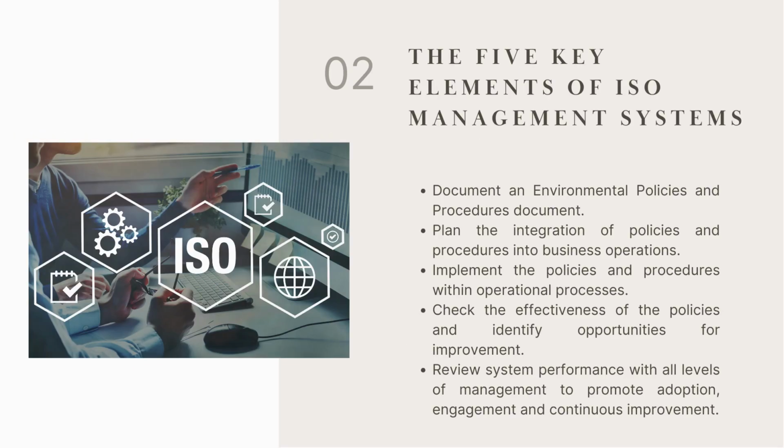The 5 key elements of ISO management systems are also applicable to this particular standard: Document environmental policies and procedures. Plan the integration of policies and procedures into business operations. Implement the policies and procedures within operational processes. Check the effectiveness of the policies and identify opportunities for improvement. Review system performance with all levels of management to promote adoption, engagement, and continuous improvement.